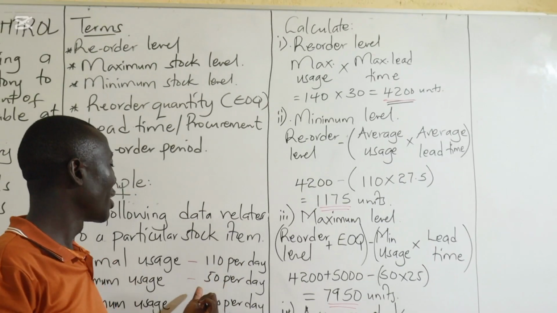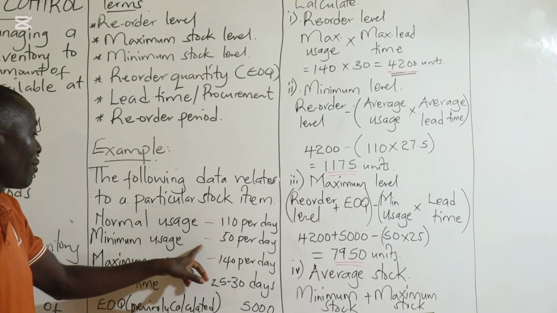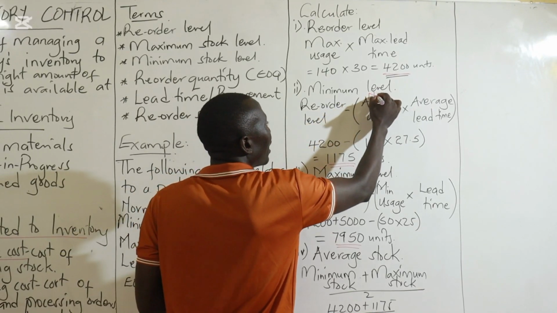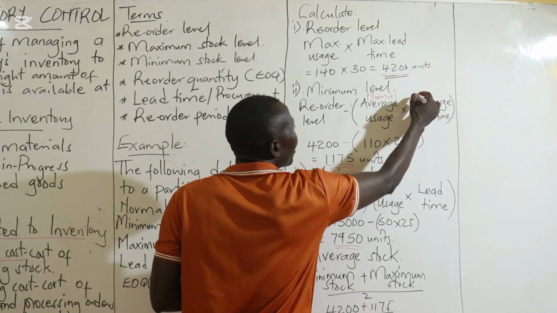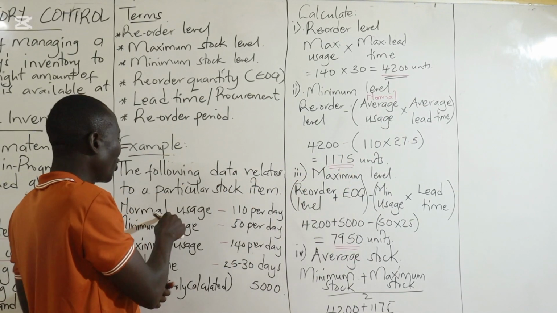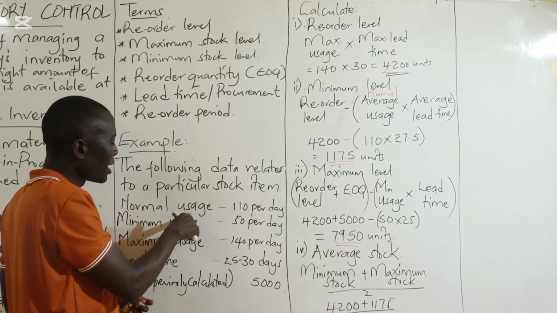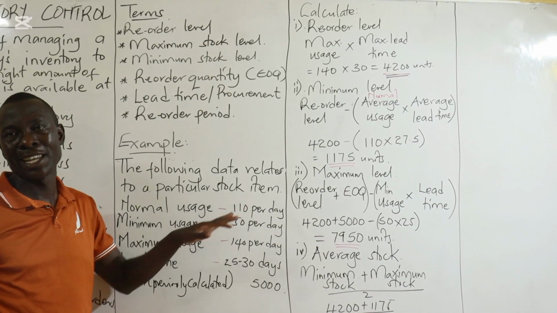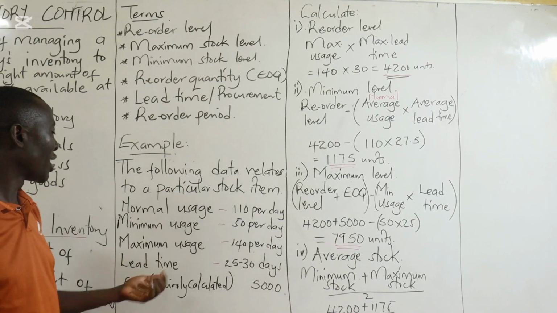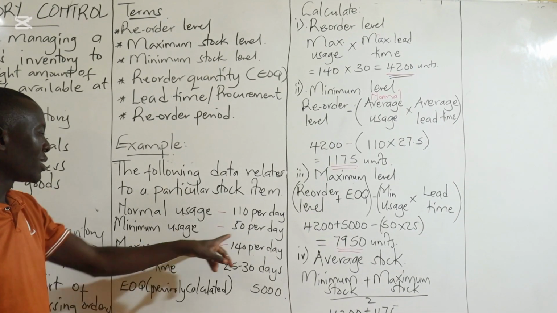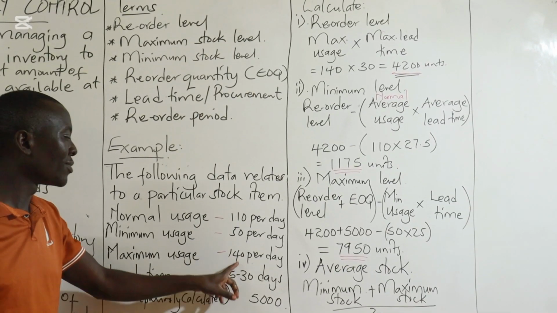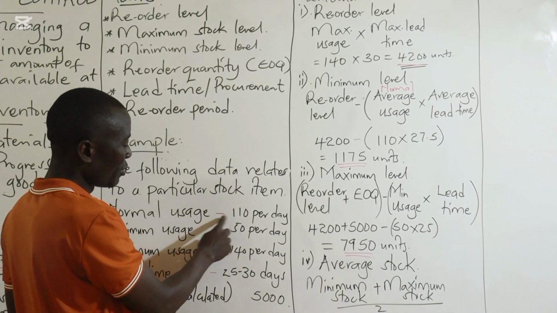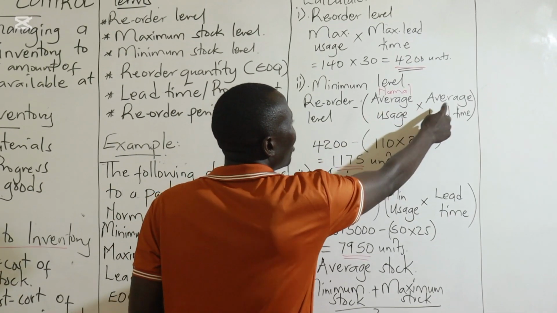Now, just to take you back to this particular question, average usage is sometimes called normal usage, and therefore if we have normal usage, then we will use normal usage. But if we don't have normal usage in the question, for example, if we didn't have 110 per day, then our average usage would have been the minimum usage, which is 50, plus the maximum usage, which is 140, divided by 2, so that we get our average. So we'll use the normal usage because we have it here, times the average lead time.